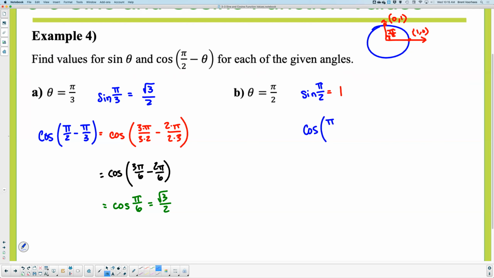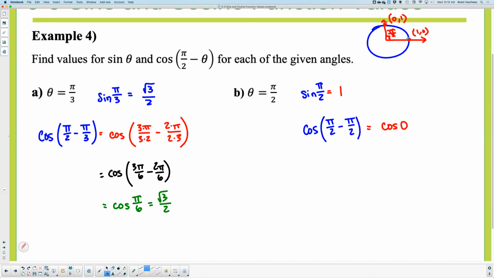It's pi over 2 minus theta. What is our theta this time? Pi over 2. What's pi over 2 minus pi over 2? 0. So we're looking at the cosine of 0, not theta. That's not a theta. That's a 0. Cosine of 0. What would be the cosine at 0 degrees right here?